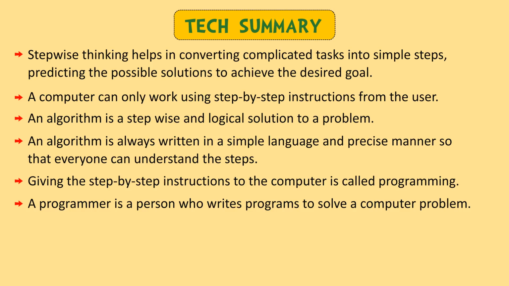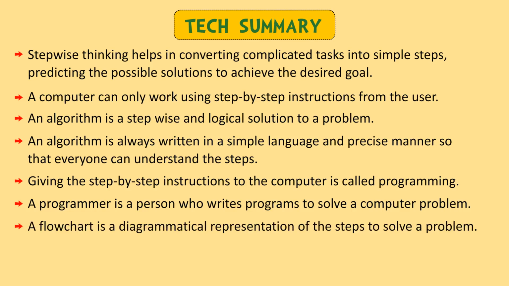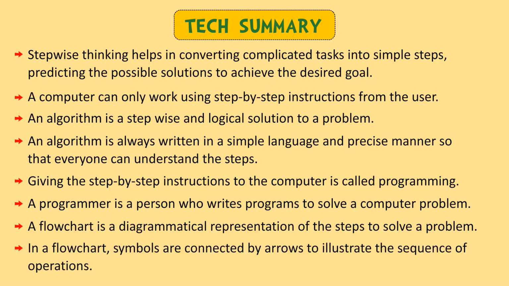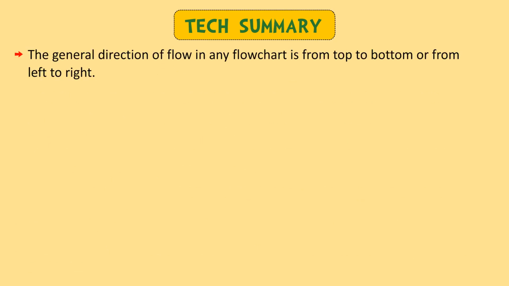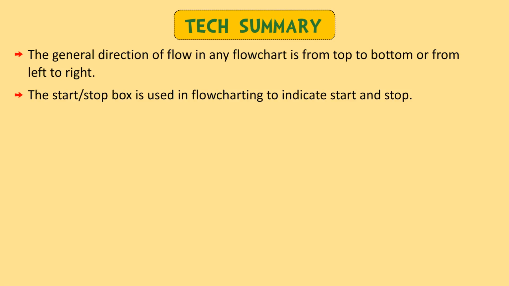A programmer is a person who writes programs to solve a computer problem. A flowchart is a diagrammatical representation of the steps to solve a problem. In a flowchart, symbols are connected by arrows to illustrate the sequence of operations. The general direction of flow in any flowchart is from top to bottom or from left to right. The start or stop box is used in flowcharting to indicate start and stop.